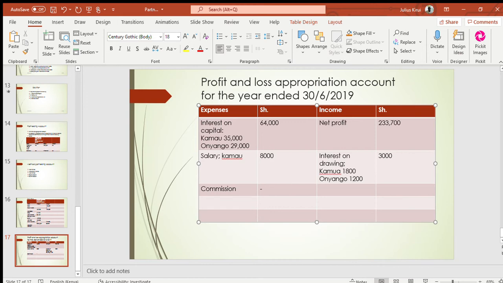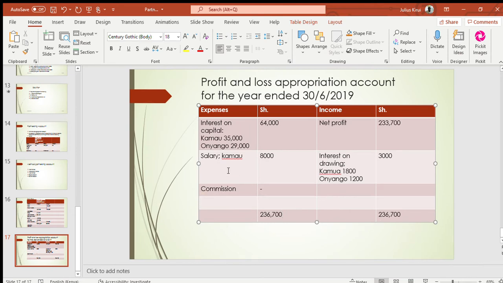Okay, can you now total? Total the debit side, total the credit side. Which side is more? Now which side is more? Income side, is it? So use the side with the higher figure to balance the side with the low figure. So 233,700 plus 3,000, you get what? 236,700, is it? 236,700.